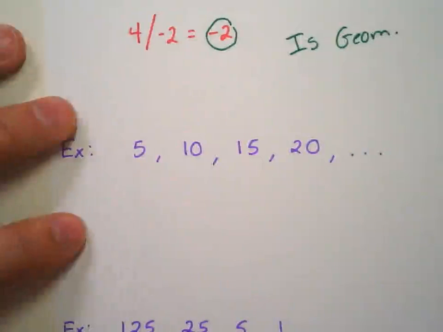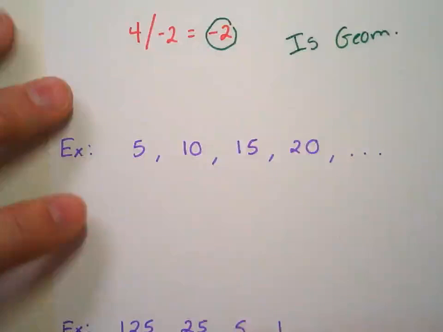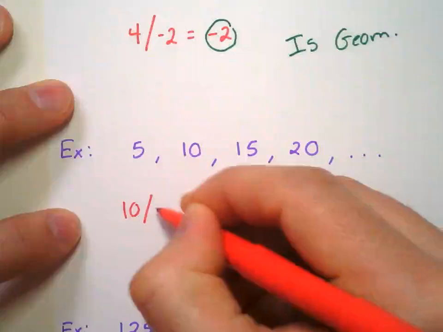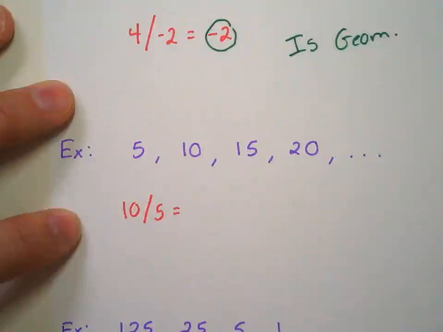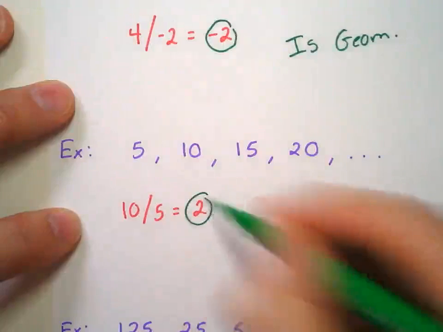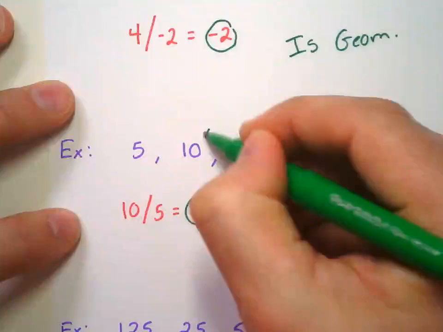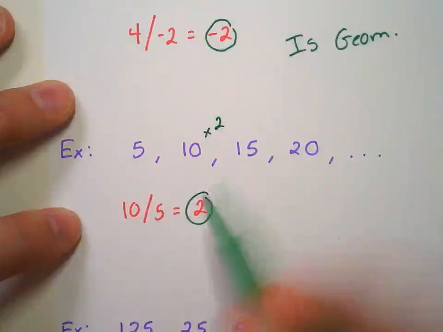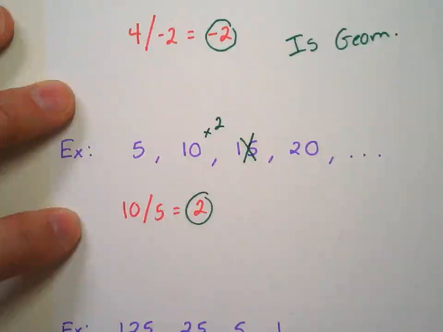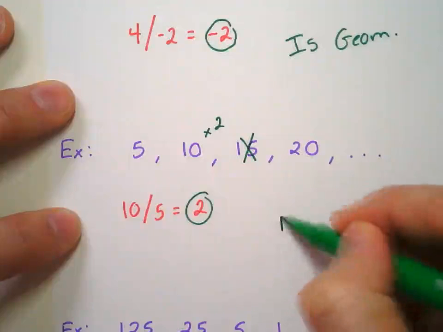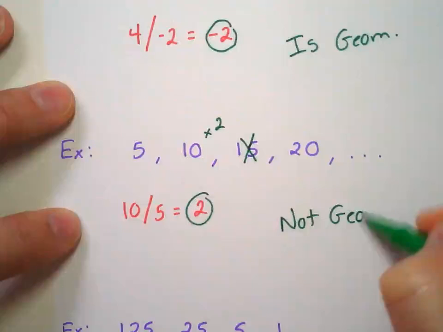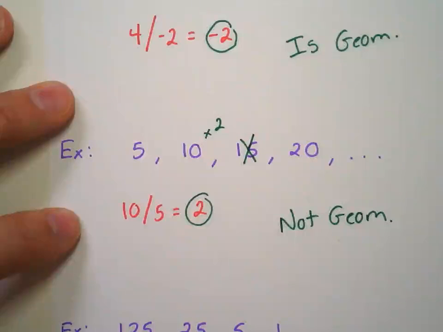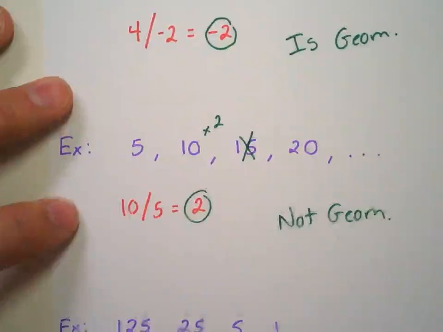Let's take a look at this third example. We take our second term, which is 10, divided by our first term, which is 5. So 10 divided by 5 is 2. So we take 2 and multiply it by our second term. So what is 10 times 2? Is 10 times 2 15? It is not 15. It's 20. Because it's not 15, this is not geometric. Again, it's got to be the next term. It can't skip terms.